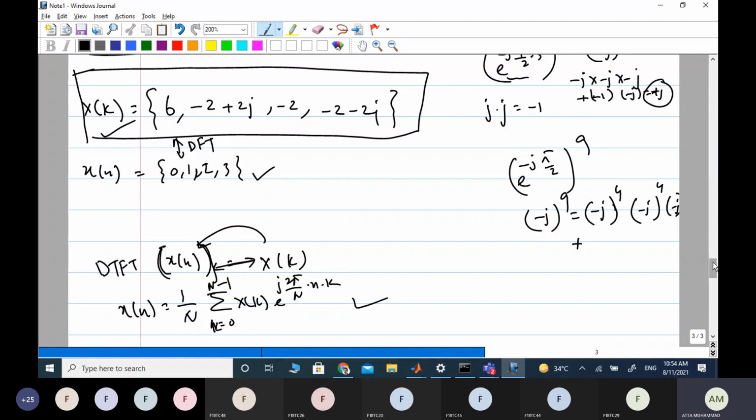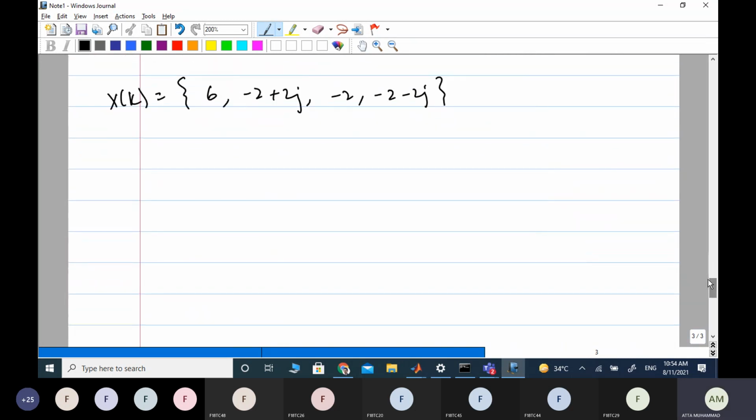Okay, so 6 minus 2 plus 2j, minus 2, minus 2, minus 2j. Remember, this is our capital X of 0, this is our capital X of 1, this is our capital X of 2, and this is our capital X of 3. So okay, we are on the right track.